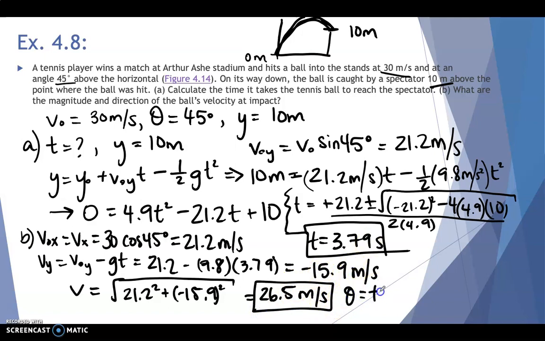Our direction is found using theta equals tangent inverse of Vy over Vx. After you plug that in, don't forget to put the sign in here. Your v sub y is a negative value, so remember that that is important. So you'll have negative 15.9 divided by 21.2, and you'll get negative 36.9 degrees as your direction. So this is example 4.8.